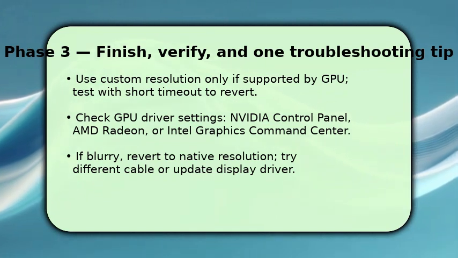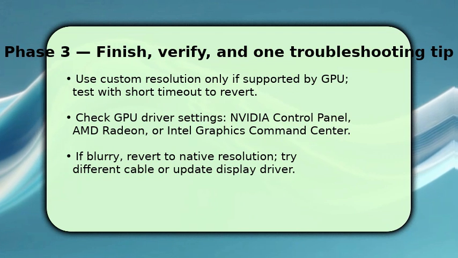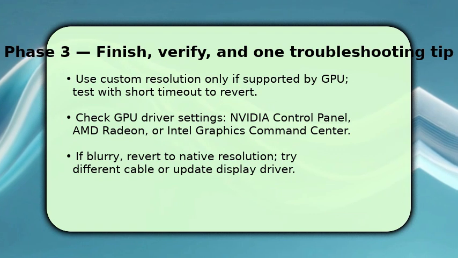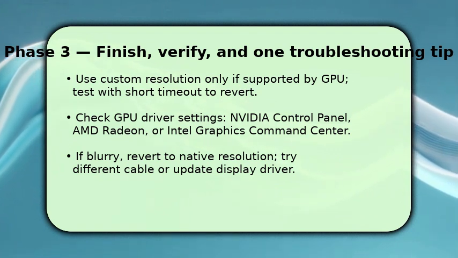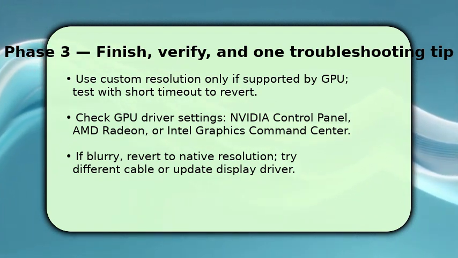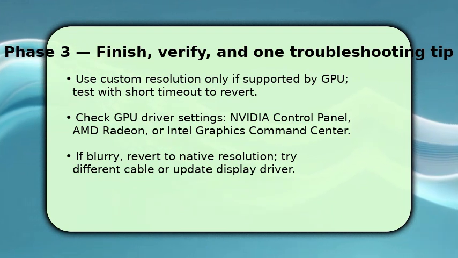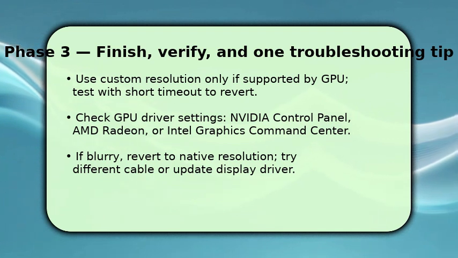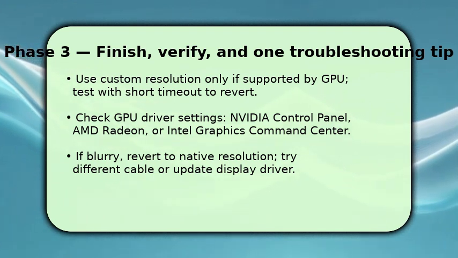Open NVIDIA, AMD, or Intel settings to create a custom resolution or adjust refresh rate. Only use custom modes if the monitor supports them, and test briefly so you can revert automatically. If the screen looks blurry or UI elements are misaligned, make sure you're at the native resolution and use a higher quality cable like DisplayPort. Finally, update display drivers.